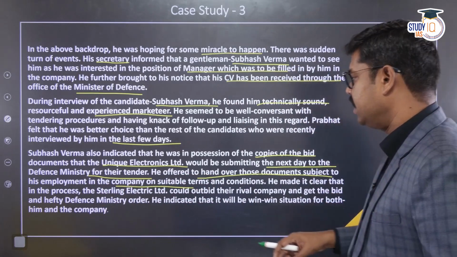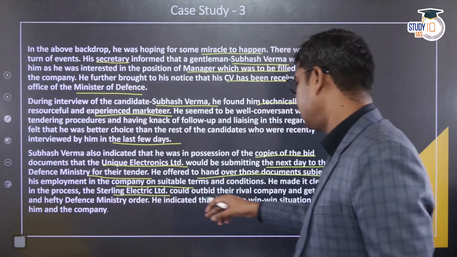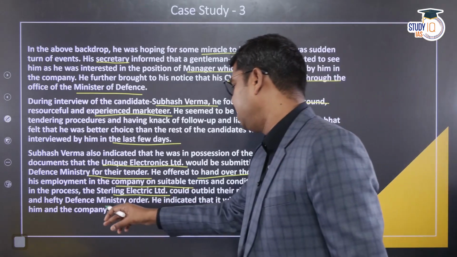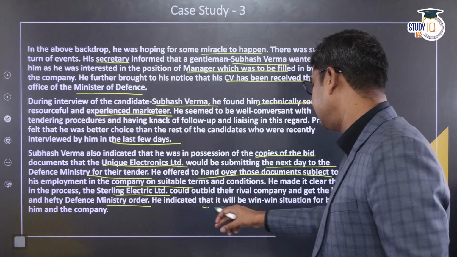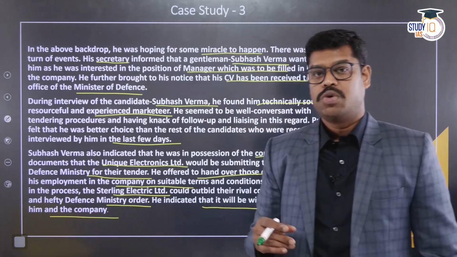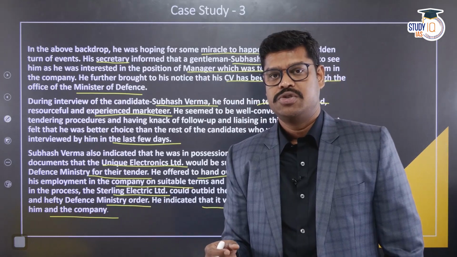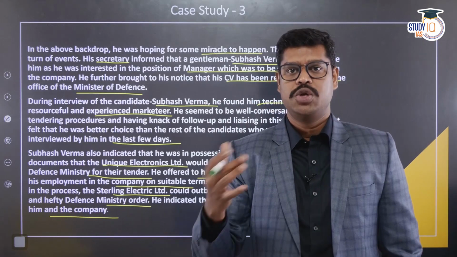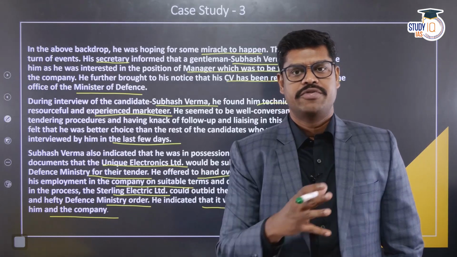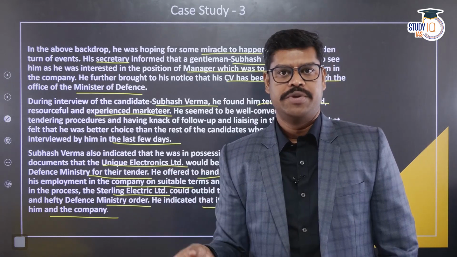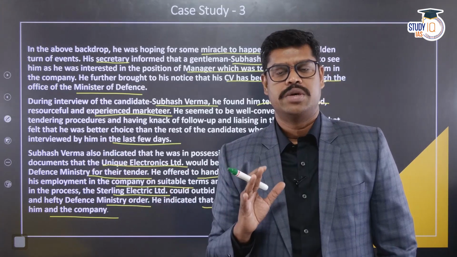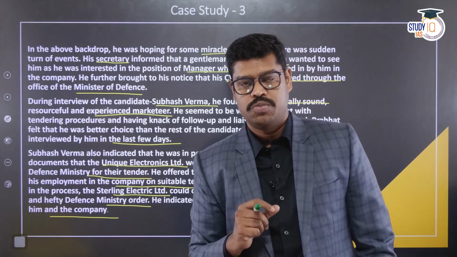He made it clear that in the process, the Sterling Electronic Limited could outbid the rival company and get the bid and a hefty Defence Ministry order. He indicated that it will be a win-win situation for both him and the company. That means what Mr. Subhash is trying to say? He is trying to say that I will reveal the information provided you give an appointment in the company on certain terms and conditions. So, if the offer is good for me, I will also reveal the information to you, and thereby you can get the deal, I will get a job on good terms and conditions. So, it is a win-win situation for both of us.